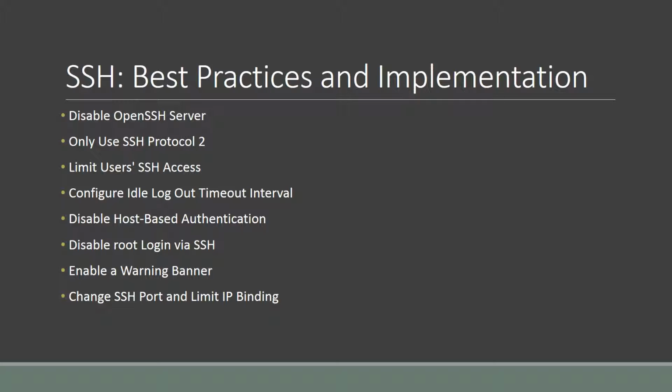Alright, best practices and implementation of SSH. Okay, the first one is disable OpenSSH server. Workstations and laptops can work without OpenSSH server. If you don't need to provide the remote login and transfer capabilities of SSH, you disable and remove the SSHD server. CentOS, RHEL, and Fedora Linux users can disable and remove OpenSSH servers with the yum command.